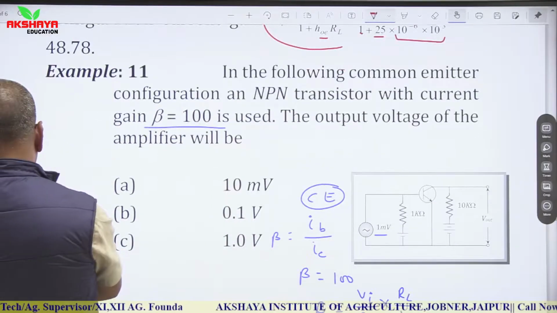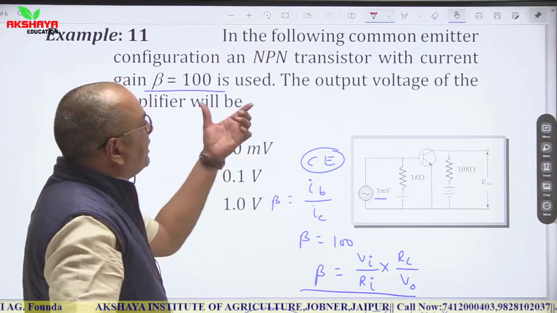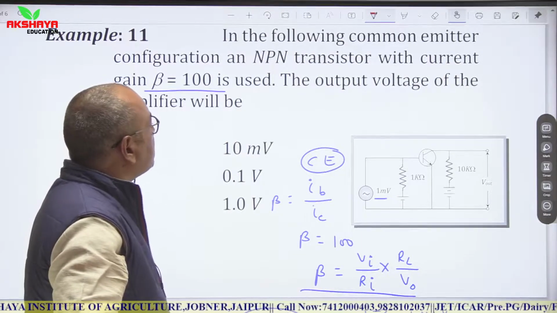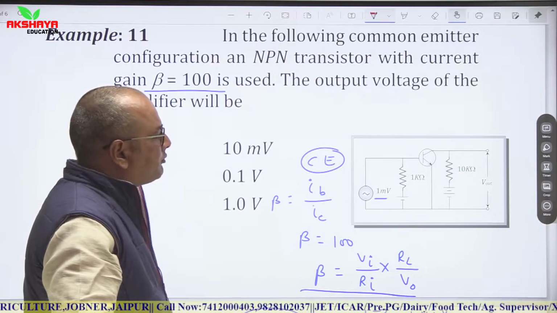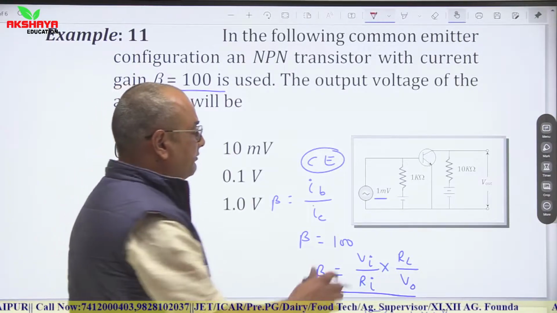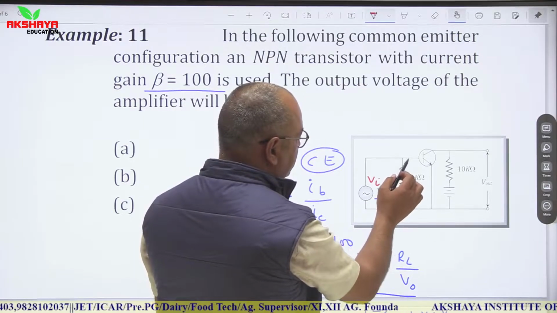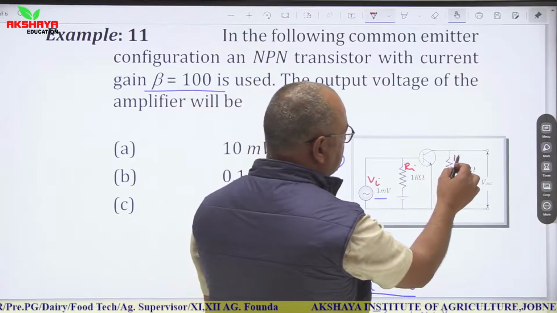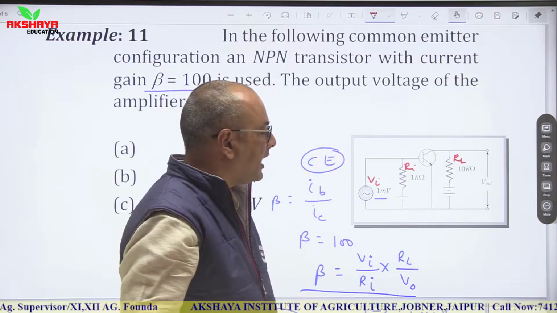Now see next. In the next question we are given the following common emitter configuration, where an NPN transistor with current gain beta equal to 100 is used. The output voltage of the amplifier will be? We can see that this amplifier is in common emitter configuration. Here we are given input voltage which is 1 millivolt. This is the input resistance which is 1 kilo ohm. Output resistance is given as 10 kilo ohm, which is also known as load resistance, and we have to find the output voltage.